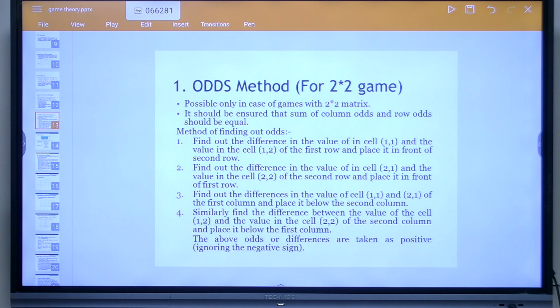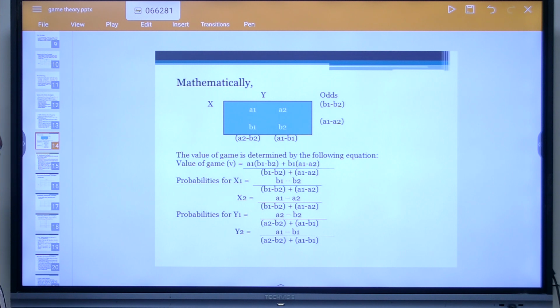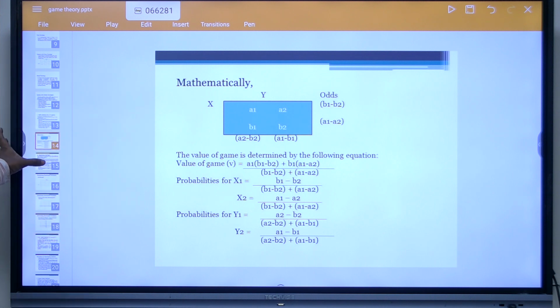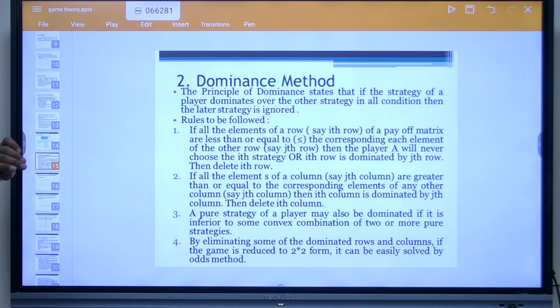There are other methods that we are going to discuss in the coming classes. Likewise, we have to solve it out. I will come in detail later on. We have the dominance method.